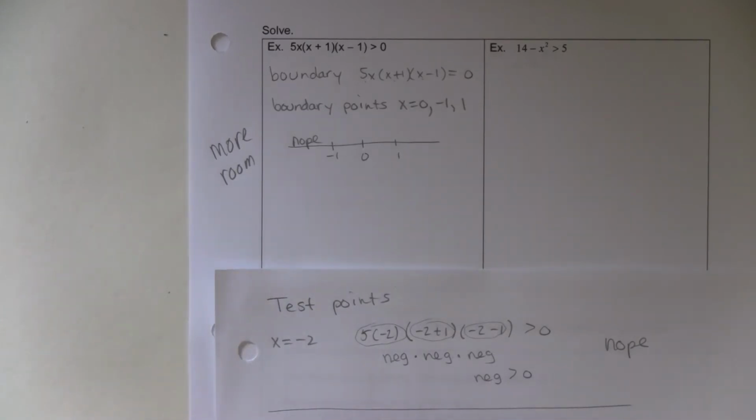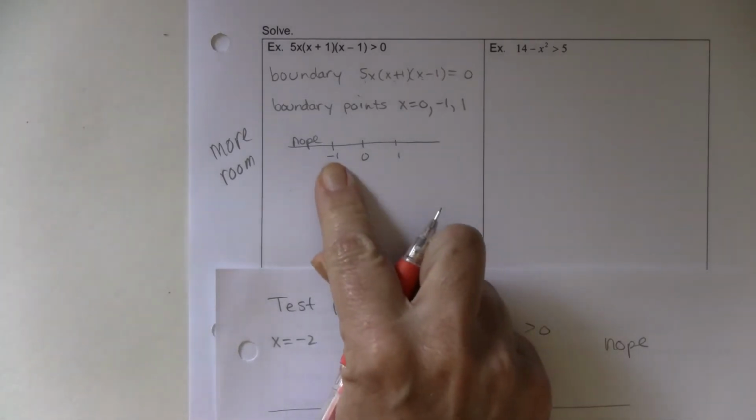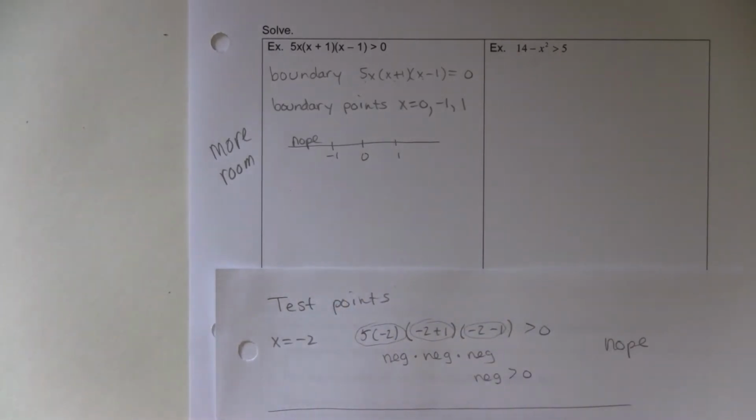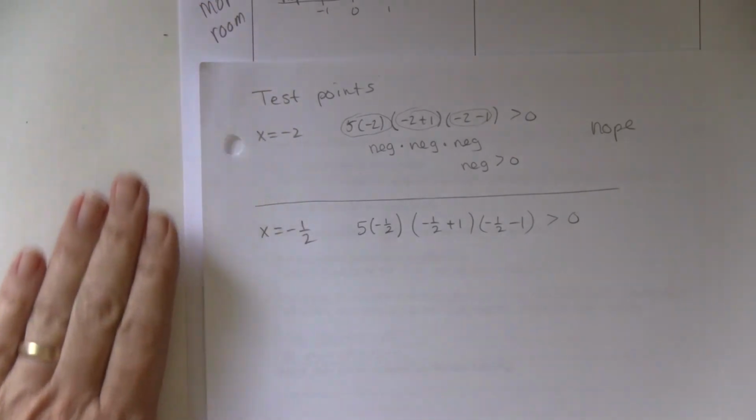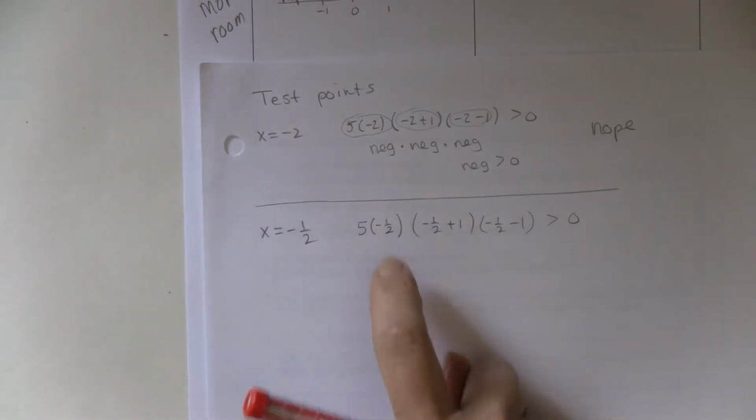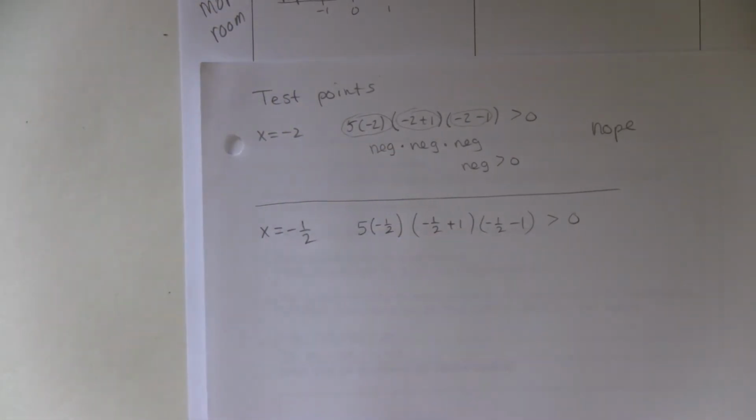So now I'm going to test something in between. So x equals negative 1/2 would be between negative 1 and 0. So I'm going to have 5 times negative 1/2, negative 1/2 plus 1, and negative 1/2 minus 1 is greater than 0. And I want to know, is it true? And I'm going to, oops, I got off my paper and wasn't writing that. I'm sorry. And so I put into the original inequality negative 1/2 everywhere for x.